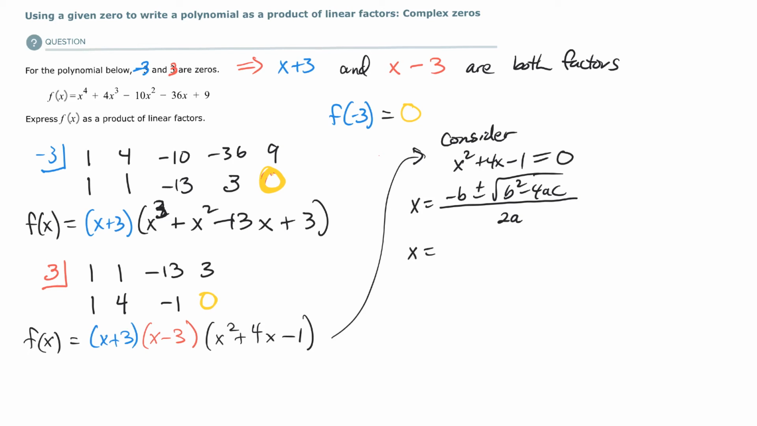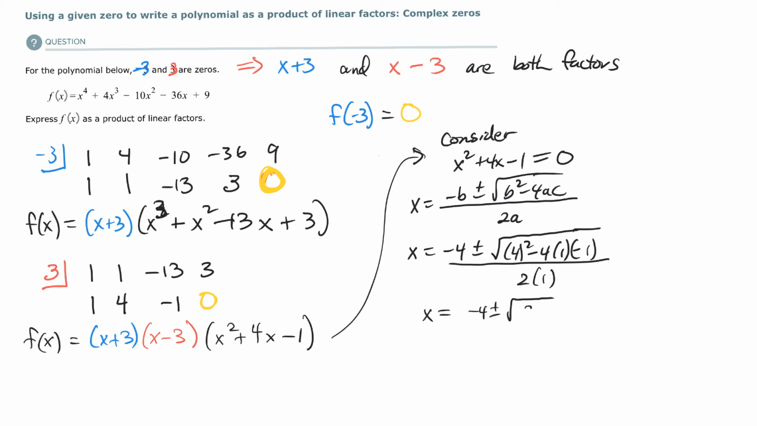let's evaluate. x is the opposite of 4, plus or minus the square root of 4 squared minus 4 times 1 times negative 1, all over 2 times 1. And we get x is equal to negative 4 plus or minus the square root of 16 plus 4, well, that's just 20, divided by 2.